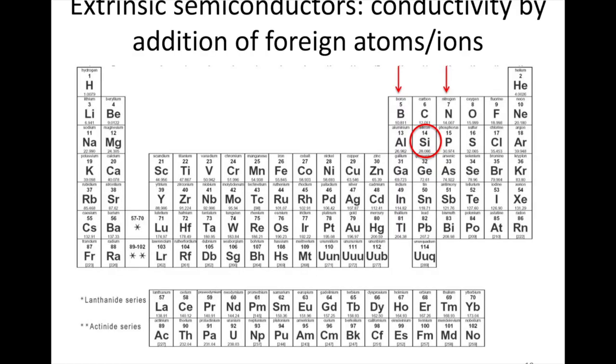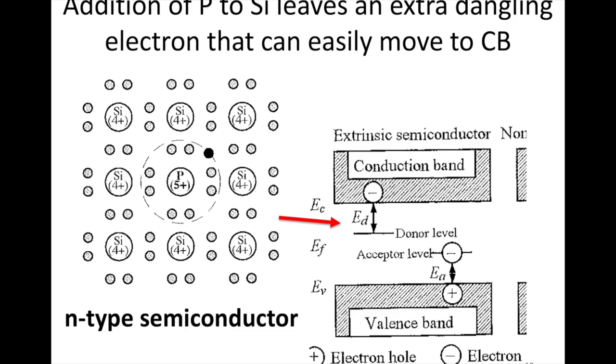And so the result of this is that one atom of phosphorus donates one electron to the conduction band, and so it increases the electronic conductivity of silicon and makes it an N-type semiconductor. So it donates electrons, free electrons, and we've been using the terminology N for electrons. So we call this an N-type semiconductor.